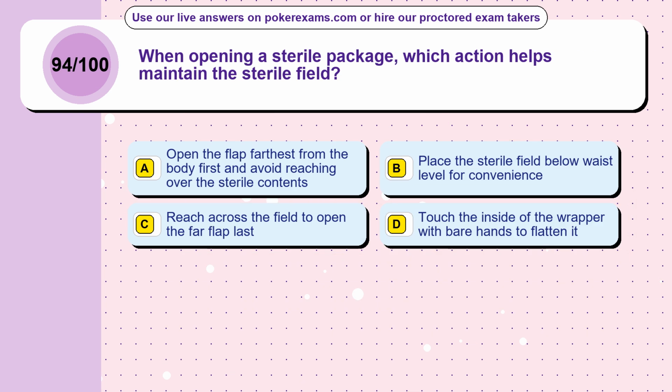Question 94. When opening a sterile package, which action helps maintain the sterile field? Option A. Open the flap farthest from the body first and avoid reaching over the sterile contents. Option B. Place the sterile field below waist level for convenience. Option C. Reach across the field to open the far flap last. Option D. Touch the inside of the wrapper with bare hands to flatten it.